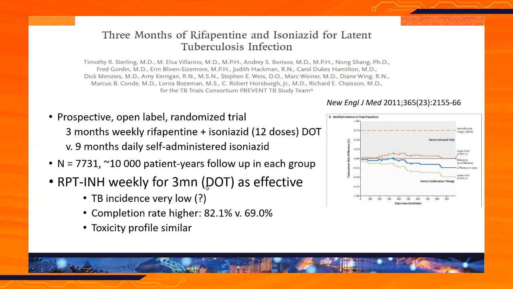One of the downfalls of this was there were actually very few active cases in either group, and so the TB incidence was very low. But one of the important outcomes was that the completion of the isoniazid and rifapentine group was far better than the isoniazid alone group, which makes sense given that it's a much shorter and more convenient regimen. And the toxicity profile was similar.